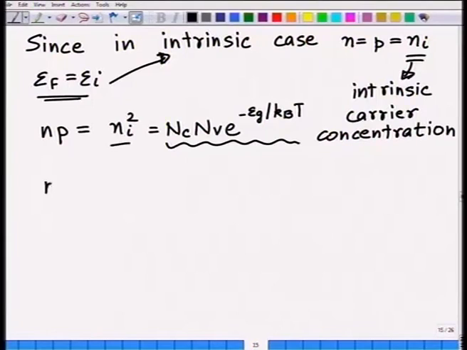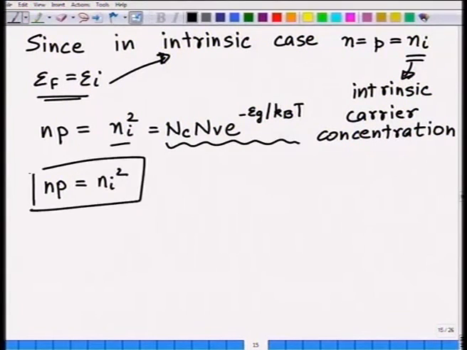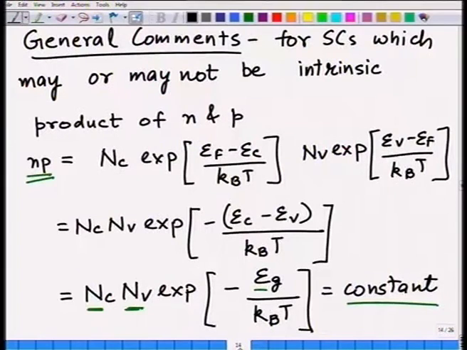This product np is ni squared, whether or not semiconductor is intrinsic. In case of intrinsic, it is indeed ni squared, that is obvious, but since product np is constant, it is the same whether it is intrinsic or not. Since it is constant, and in the special case of intrinsic semiconductor it is ni squared, in all cases it should be equal to ni squared.